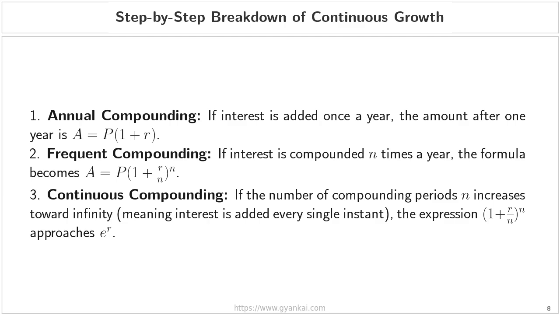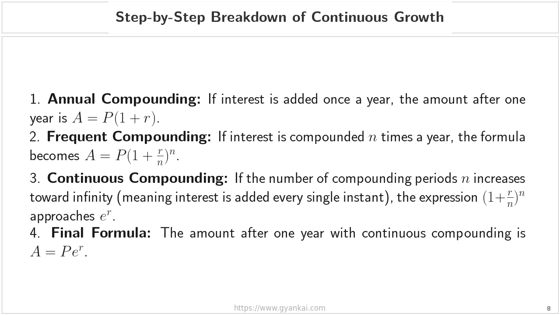If we increase the number of compounding periods, n, toward infinity, which essentially means the interest is being added every single instant of every day, the expression 1 plus R over n, raised to the power of n, approaches the value of e raised to the power of r. Therefore, the final formula for the total amount after 1 year with continuous compounding is A equals P times e raised to the power of r. This is a perfect example of why the natural exponential function is the primary tool for modeling any process that grows continuously.